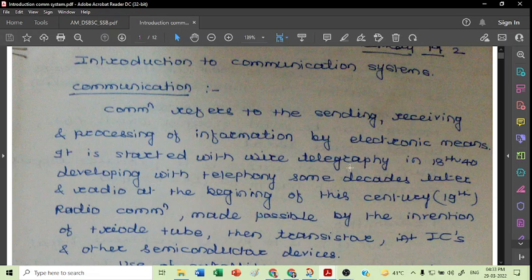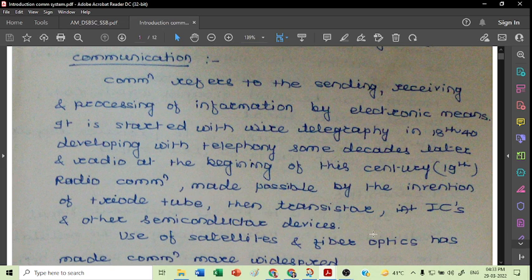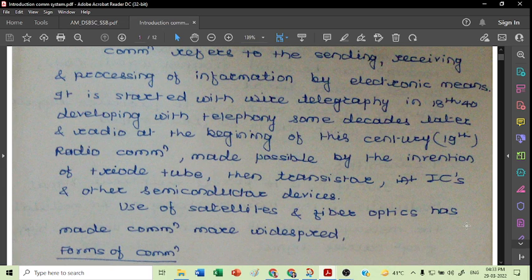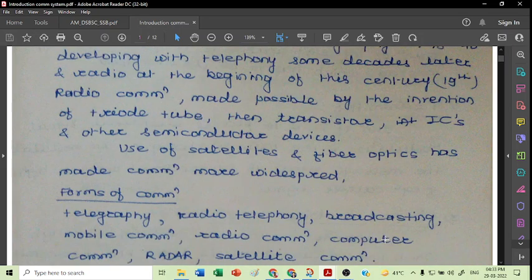It started with wire telegraphy in 1840, developing with telephony some decades later, and radio at the beginning of the century, that is 19th century. Radio communication was made possible by the invention of triode tube, then transistor, ICs and other semiconductor devices. Use of satellites and fiber optics has made communication more widespread.